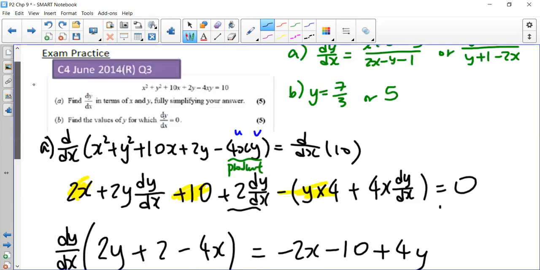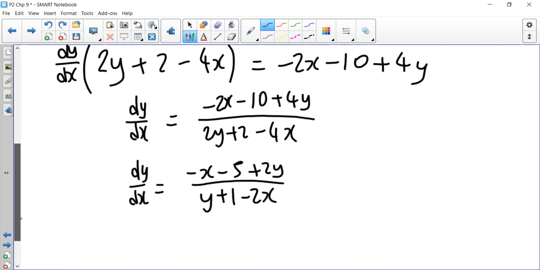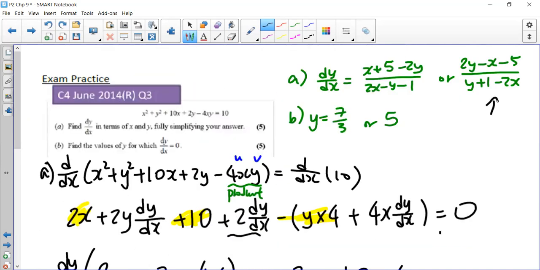Let me check my answer. Minus x minus 5, yep, plus 2y over, yes, so my answer is the second one in here. Okay, it depends where you put the dy by dx, but both are equally fine.